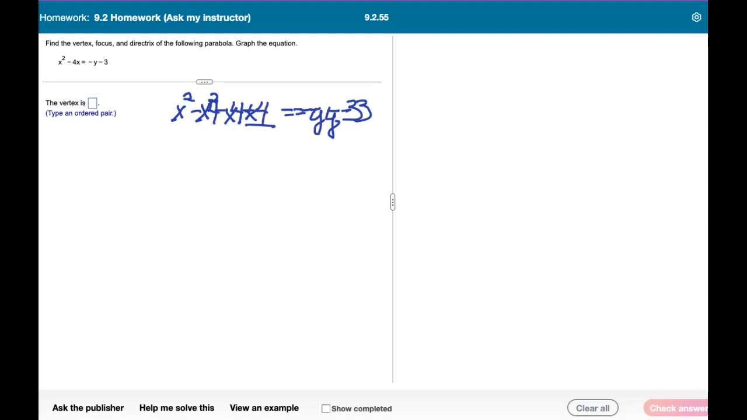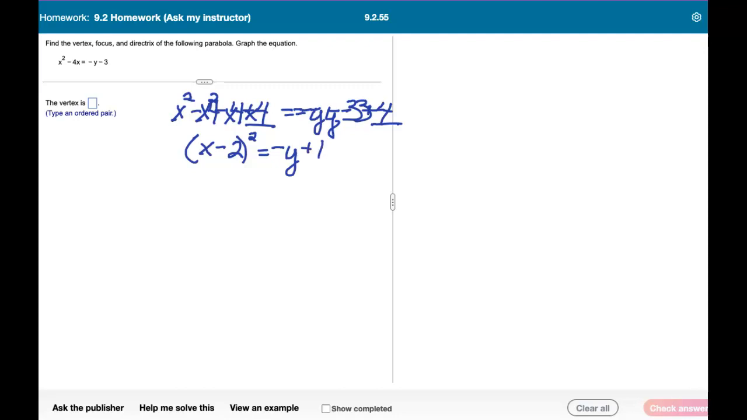And to keep things balanced, we have to do that to both sides of the equation. So we're adding on that, and then this becomes a binomial squared: x minus 2 quantity squared equals -y plus 1.